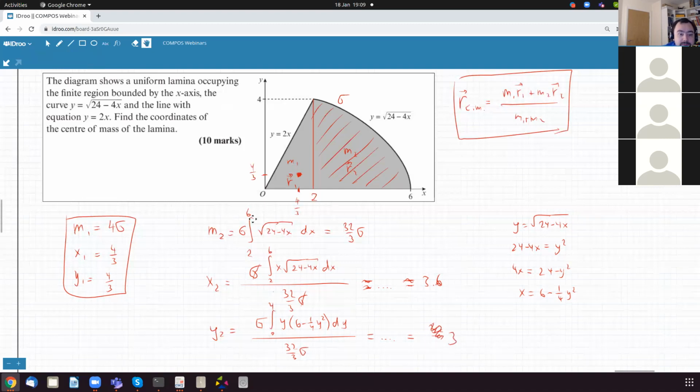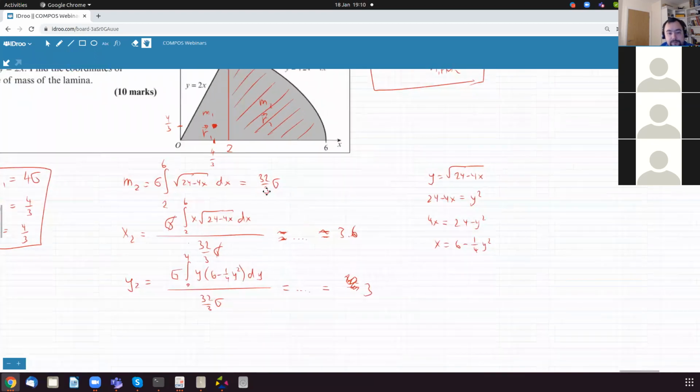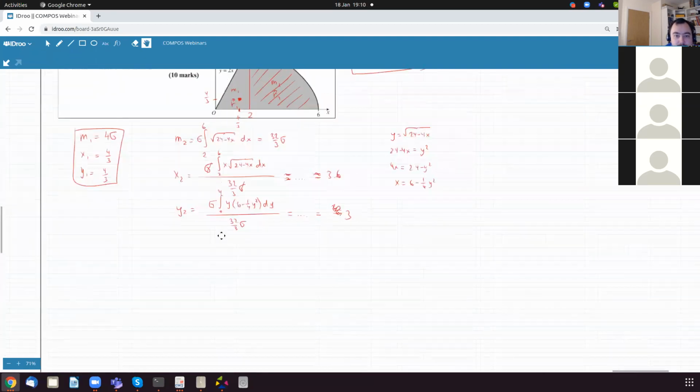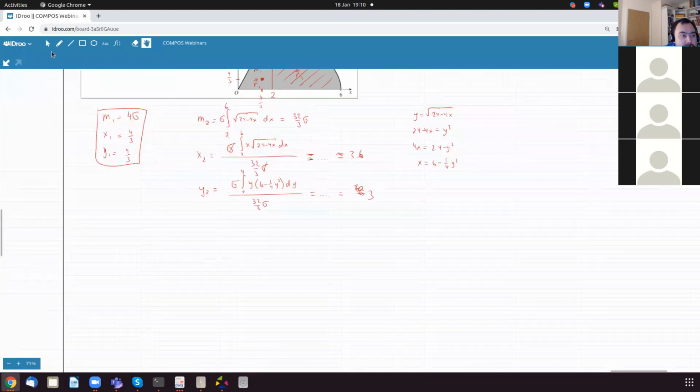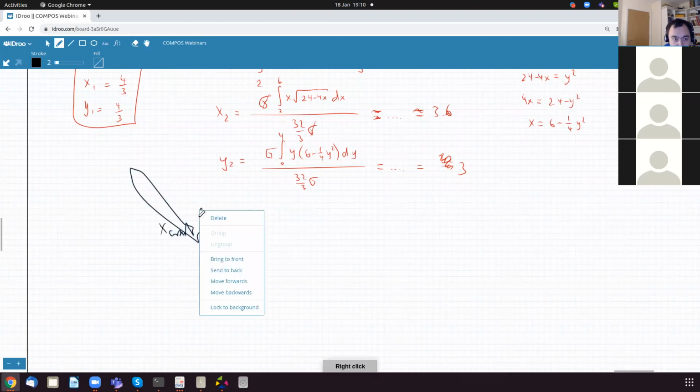And then you just do this, the position of the center of mass. So finally you get x center of mass. Oh, no.